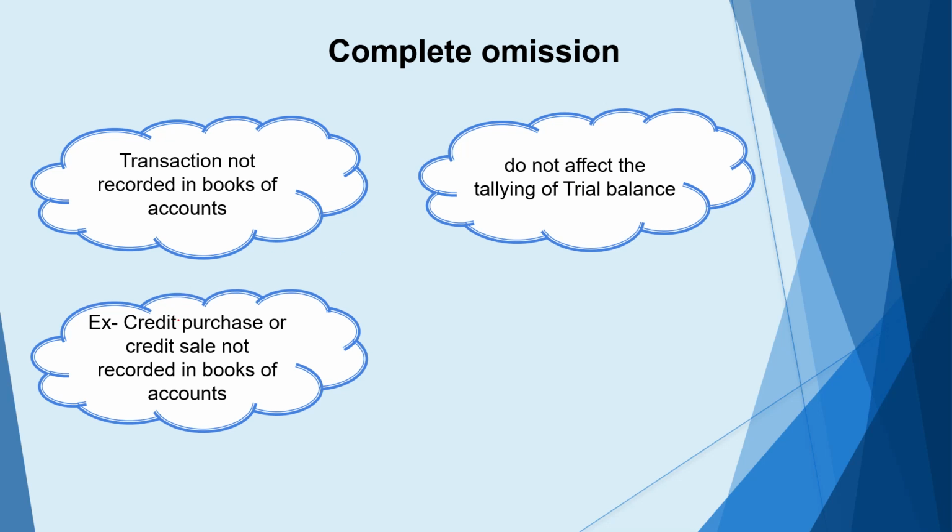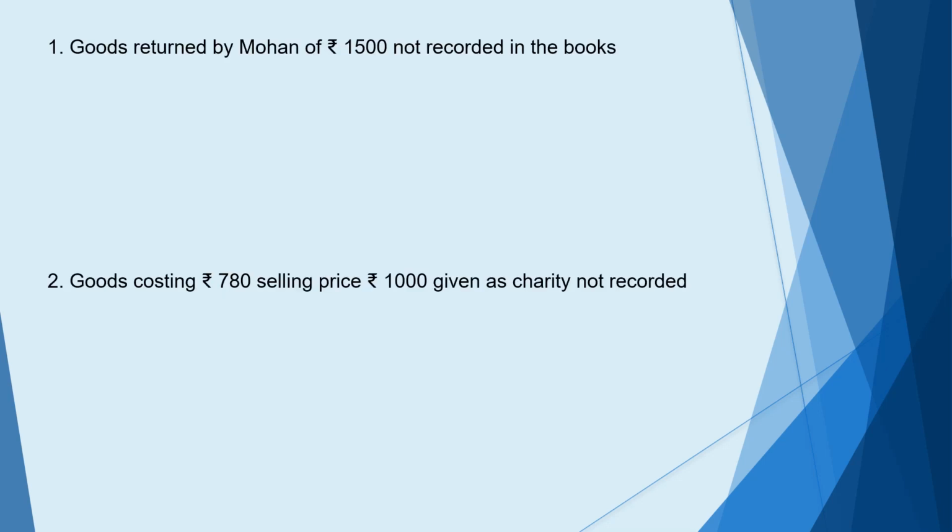An example for this type of complete omission is, suppose there was a credit purchase or a credit sale. What happens when there's a credit purchase? We make the purchase, we get the goods, but the payment is going to be made after the credit period. So probably the credit purchase was not recorded at all. In the purchases book, you have not recorded a transaction of credit purchase of say 5,000. So that has not gone into the purchase account and not gone into the creditors account. Both the effects have not gone, the complete transaction is omitted, and it does not affect the tallying of trial balance. Let us understand this with two more examples to make the concept crystal clear.